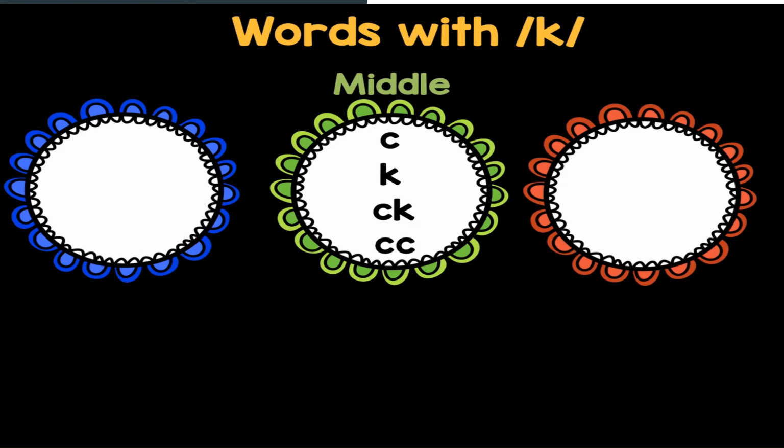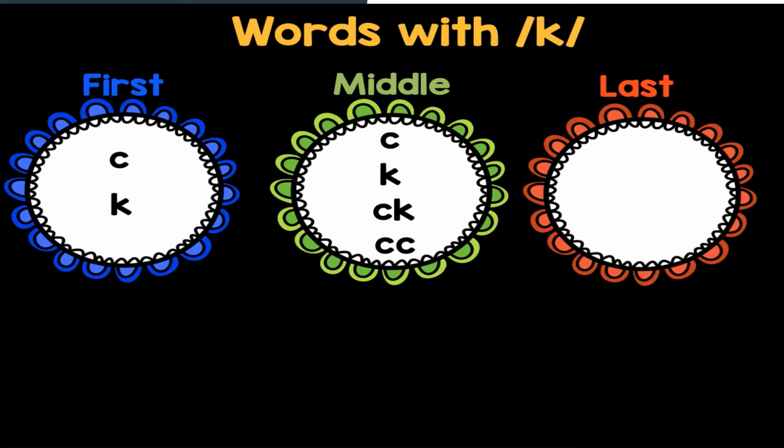What 2 spellings will we usually see at the beginning of words as the first sound? C and K. What 2 spellings never appear at the beginning of words? Double C and CK. We'll never see them as a spelling of a first sound in a word. What spelling is not used very often and only occurs in the middle of the words? We never see it at the beginning or at the end. Double C. We'll never see it at the end of words. So we're going to take it out of that circle.